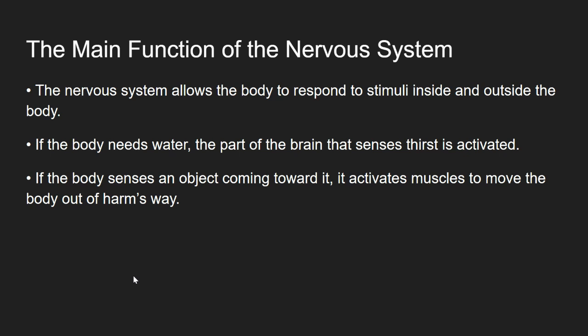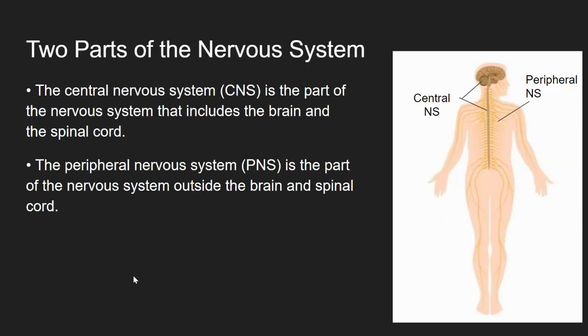The nervous system allows the body to respond to stimuli inside and outside of the body. If the body needs water, the part of the brain that senses thirst is activated. If the body senses an object coming toward it, it activates muscles to move the body out of harm's way. Now, there are two parts of the nervous system: the central nervous system, which is the part of the nervous system that includes the brain and the spinal cord, and the peripheral nervous system, which is the part of the nervous system that is outside of the brain and the spinal cord.